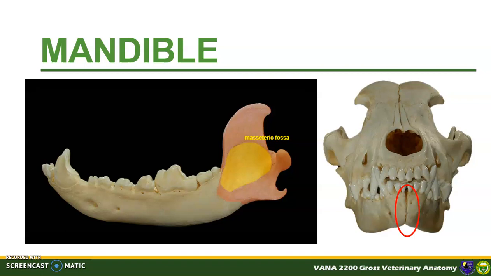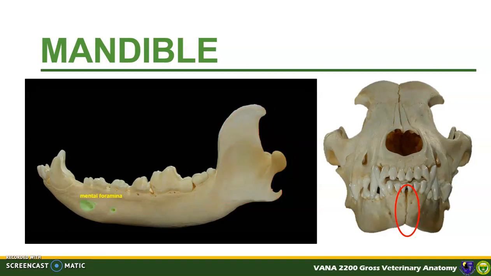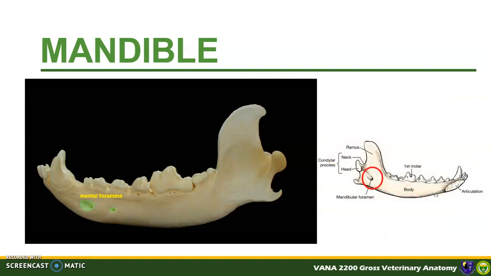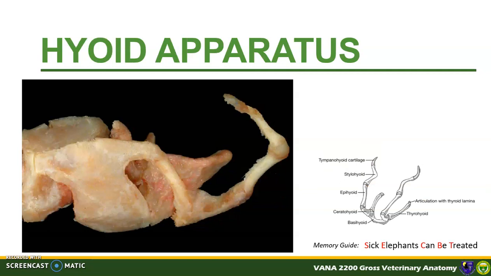Mandible also has foramina. Mental foramen is the rostral opening of the mandibular canal. There are three mental foramina and they can be seen laterally. Mandibular foramen is another opening, but it can only be seen at the medial side of the ramus.